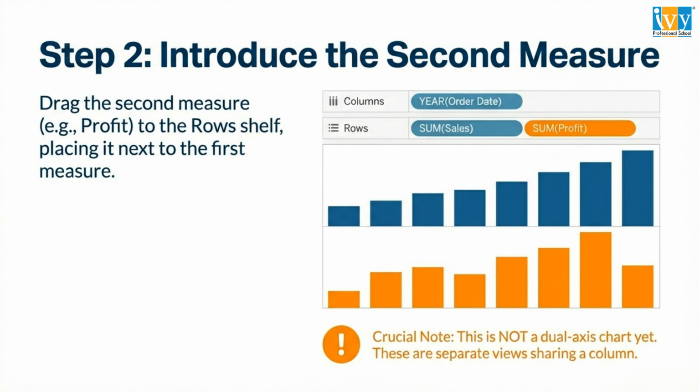Next, drag the second measure, for example, profit, onto the rows shelf. At this stage, Tableau shows two separate charts, stacked vertically. This is an important moment. Even though we see two metrics, this is not a dual-axis chart yet. They are still independent views sharing the same column.